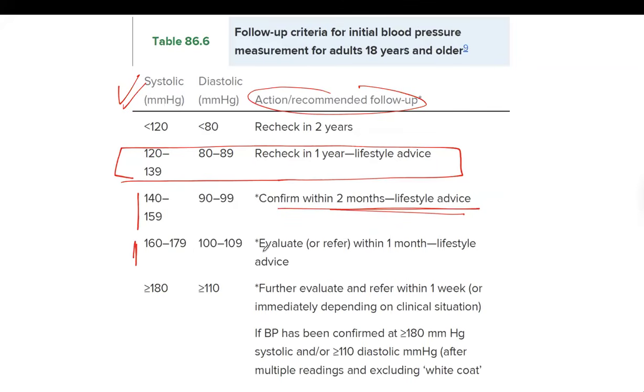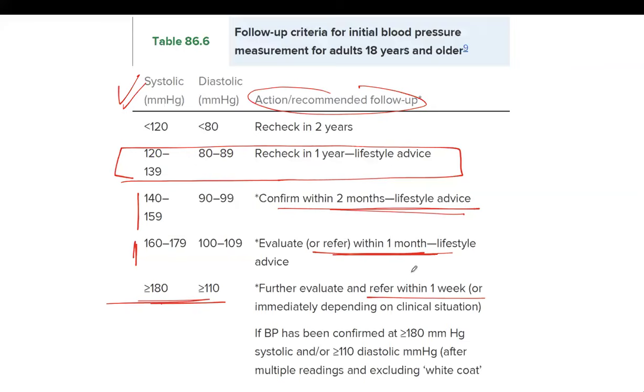If it is grade 2, you need to evaluate the patient at least within a month. And if it is really high, then within a week, or sometimes we might even need to start the medication straight away. It depends on a lot of other factors. We will come into that. So remember this follow-up, because sometimes they give you this.